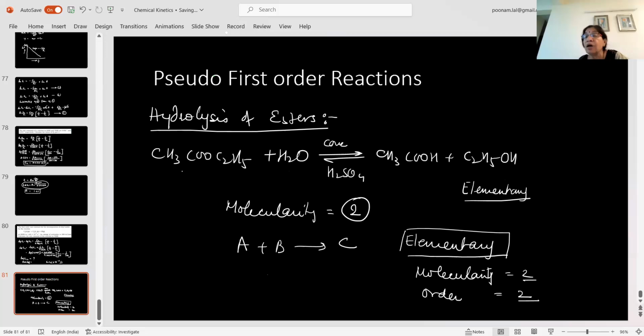Why is the order 1 for this reaction? It appears to be a first order reaction because the concentration of water does not change much. Although the presence of water is required, the reaction cannot take place without water. But since water is in large excess, the concentration of water hardly changes, and such reactions are known as pseudo first order reactions.